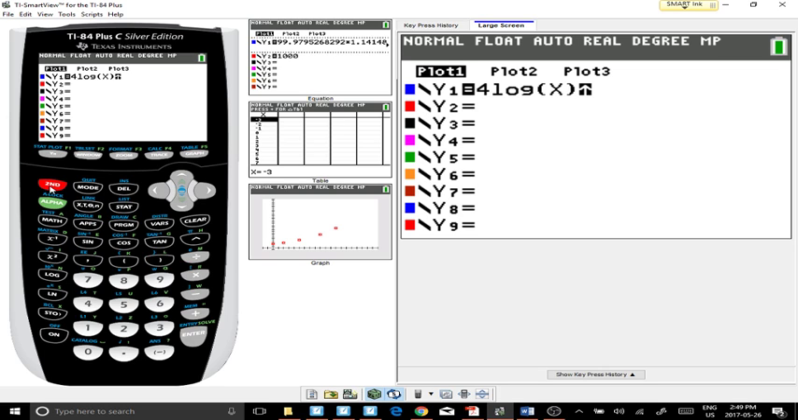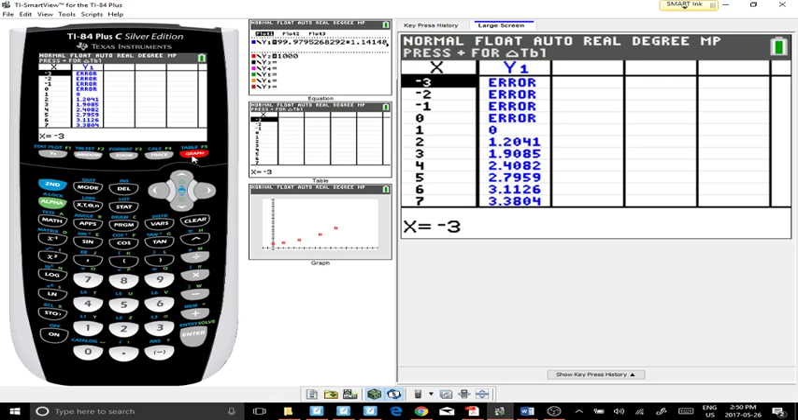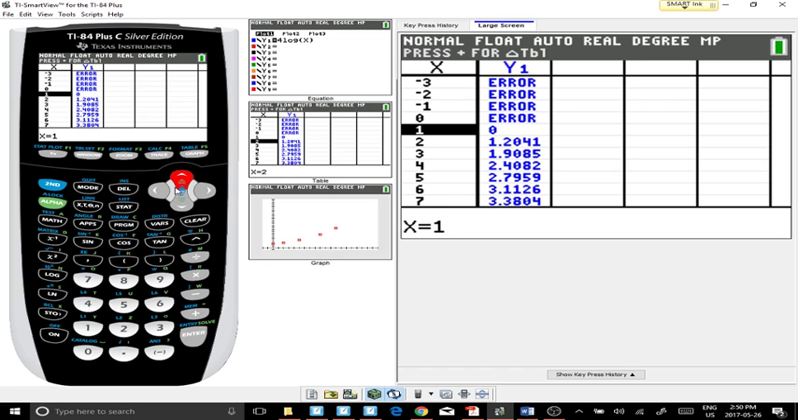If I go second table set, I'll start at -3. Sure, I'll start at -3. Okay? And I'll go up by ones. So I'll go to my table. And I see that at 1, it has a value of what? 0. So at 1, it's 0.